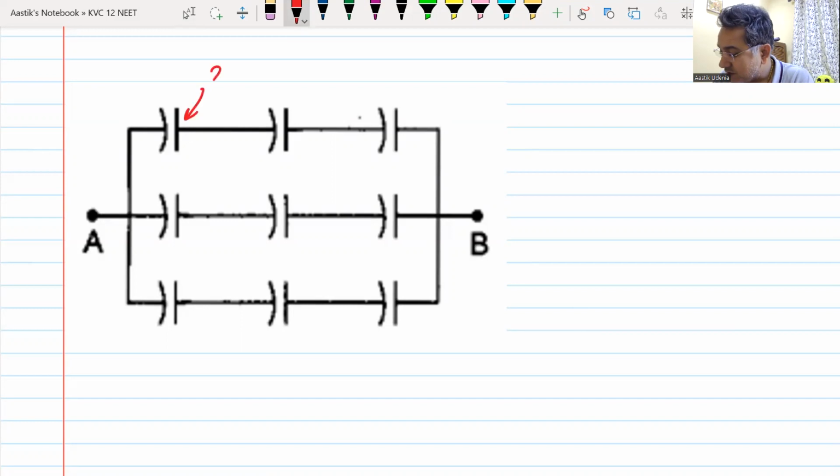Each capacitor is 2 microfarad. You have to tell me the capacitance between A and B. Each capacitor, my dear friends, is 2 microfarad.